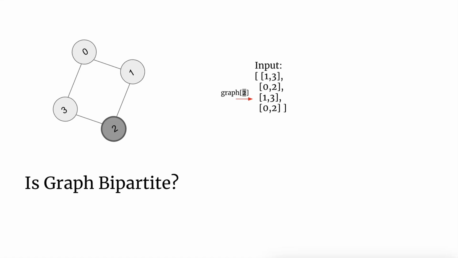For graph 2, the subarray 1, 3 indicates that node 2 has an undirected edge connecting it to both node 1 and node 3. For graph 3, the subarray 0, 2 indicates that node 3 has an undirected edge connecting it to both node 0 and node 2. And we can say this is a graph bipartite.